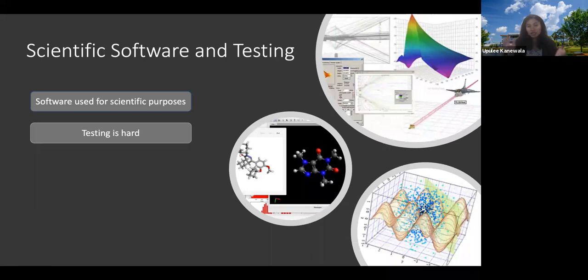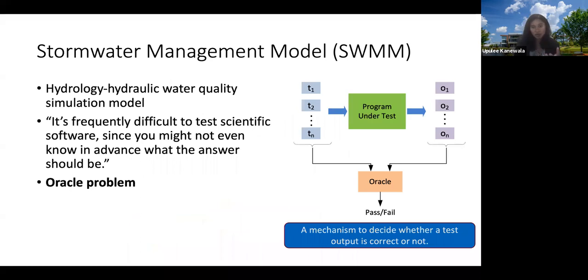Scientific software can be generally defined as software used for scientific purposes, and usually this software has a large and complex computational component. And these characteristics of scientific software make testing very challenging. The specific example that we use in our work is a scientific software called Stormwater Management Model, or SWMM. And this is basically a hydrology water quality simulation model that models runoff water in urban areas.